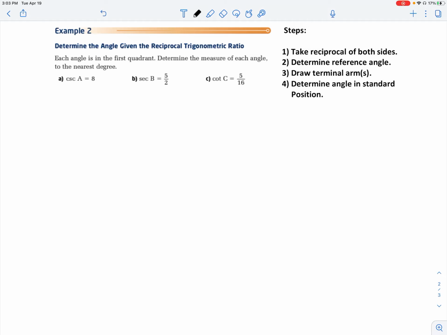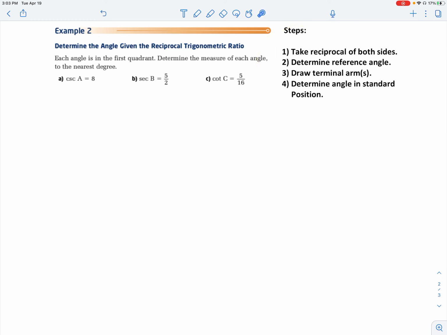Hi, welcome back to our second example for 4.3 reciprocal trig ratios. In this example, we're going to learn how to find the angle given a reciprocal trig ratio. In this question, it says all our angles are in the first quadrant, and to round to the nearest degree. I've written some steps out here.